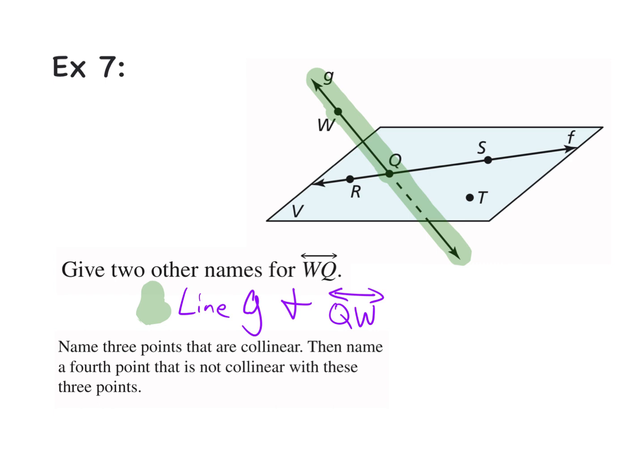Now the next thing says name 3 points that are collinear. Then name a 4th point that is not collinear with these 3 points. So collinear means they're on the same line. Give me 3 points that are on the same line. Points R, Q, S. Then tell me a point that is not on it. Point T. What's another one? W. Okay. Yeah, you could either say point T or point W.